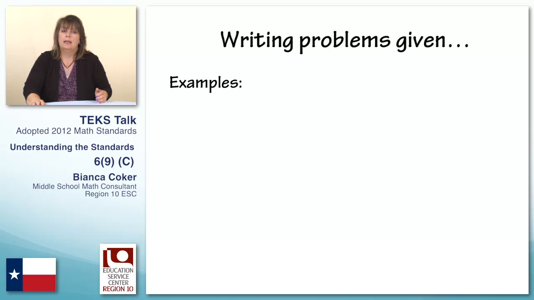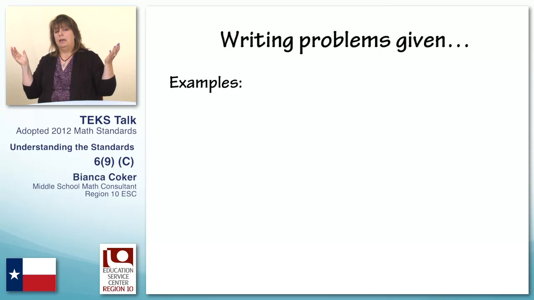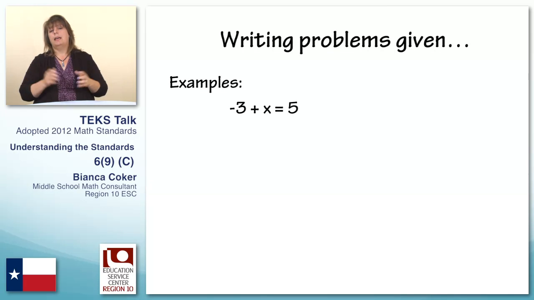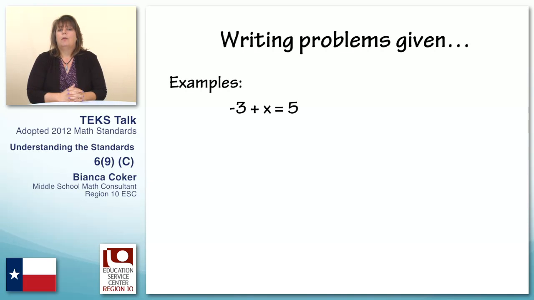So let's look at an example. Here's the first example: -3 plus x equals 5. Here's an equation. Now, what's the right answer for this? Oh, there's about, I don't know, a million of them. Whatever your students can come up with that makes sense to them, that represents this equation in some verbal situation, that's valid. Yes, there are wrong answers, but there's a lot of right answers.